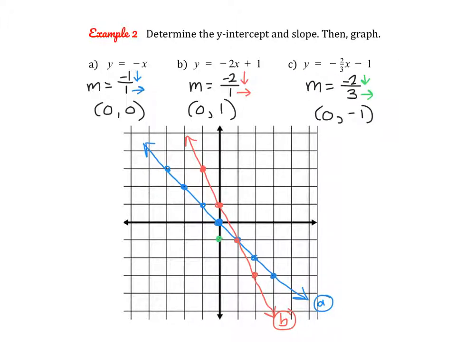So we always start there, and then we follow the slope. Down 2, right 3, or the opposite, which is up 2, left 3. And then when we connect our dots, we should get a nice straight line. And we'll label that line C.